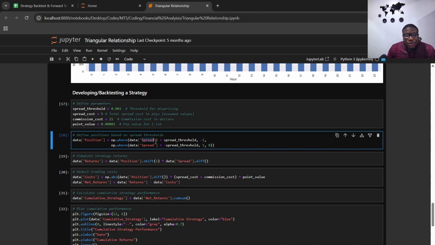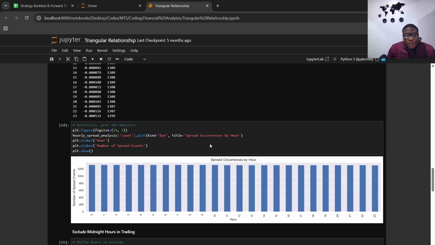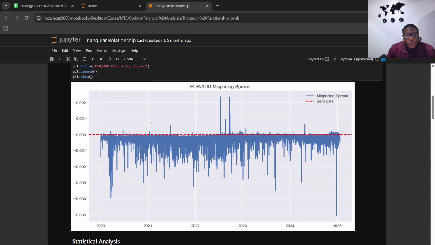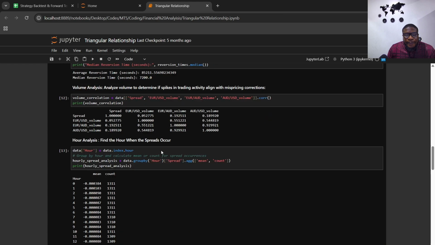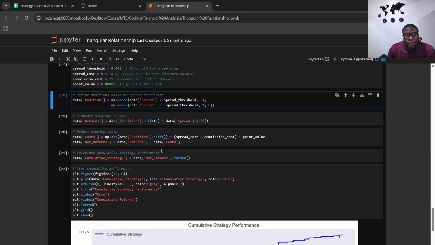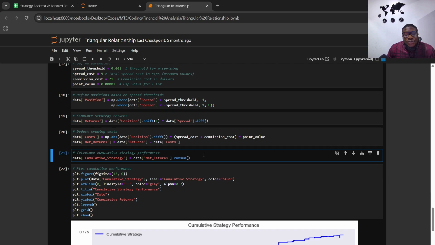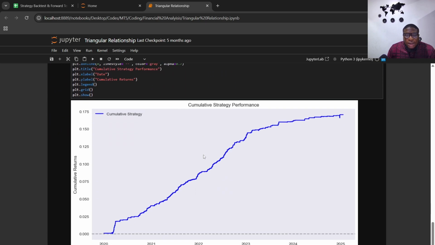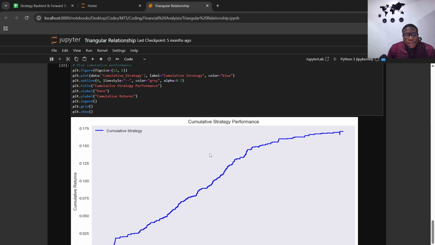So we define our position here. When the spread is greater than the spread threshold, we go short. And when the spread is less than the negative spread threshold, we go long. So we go short here and we go long here, believing that it's always going to go back and revert to 0. Now we also add the spread and the commission cost, and then we plot our cumulative strategy on the chart here, and this is what we get.